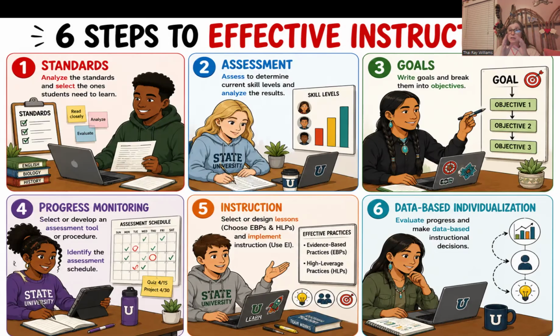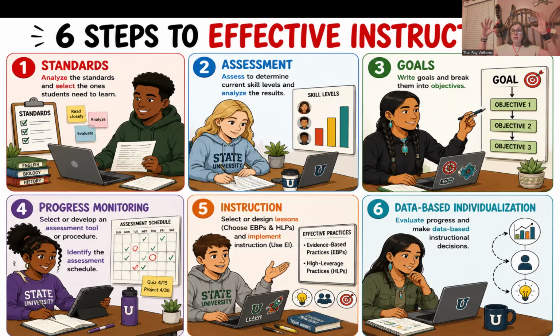So standards, then assessment. Once you've done that, now that you know where your students are, you need to write your goals and break those down into objectives. I can see what they have and where they need to go, or I can see where they have gaps or lack of prerequisite skills, and I'm going to plan my goals based on that. So you would write your goals and then break them down into objectives.